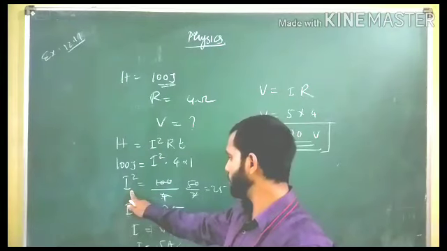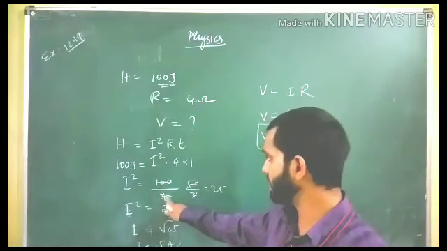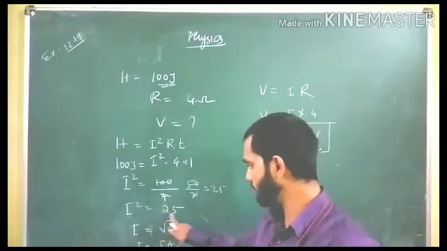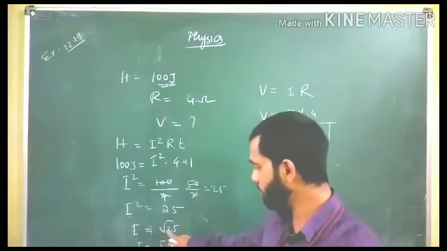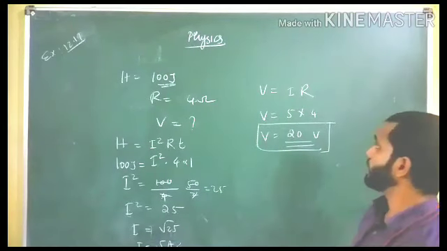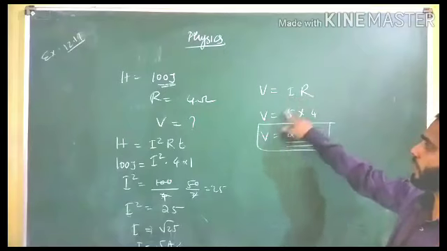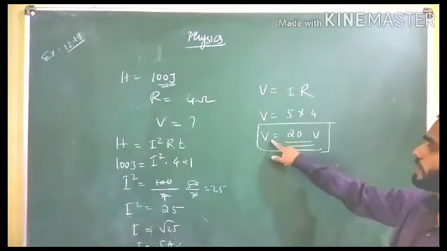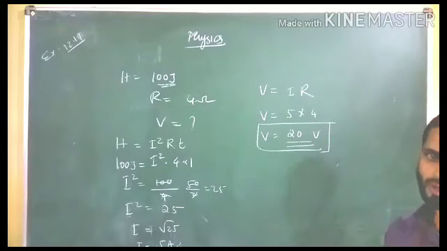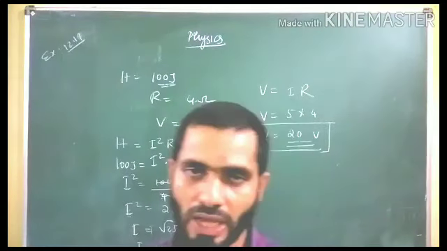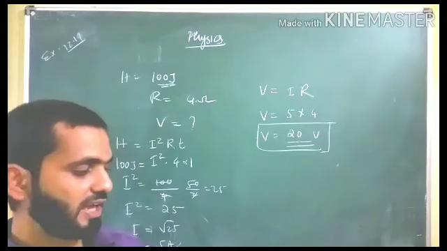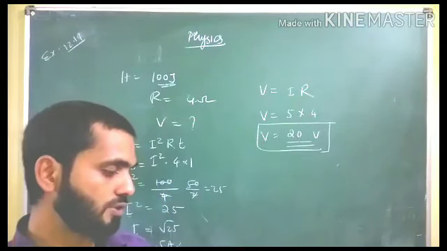Now I square will be equal to 100 divided by 4, that is coming as 25. Then I will be equal to the square root of 25, that is 5 ampere. Now V is equal to I into R, so V is equal to 5 into 4, that is equal to 20 volt. So here we calculated the potential difference, and it came as 20 volt.